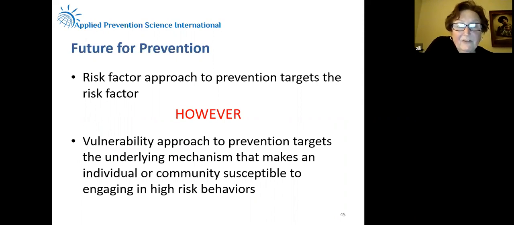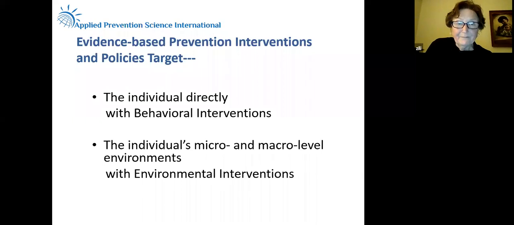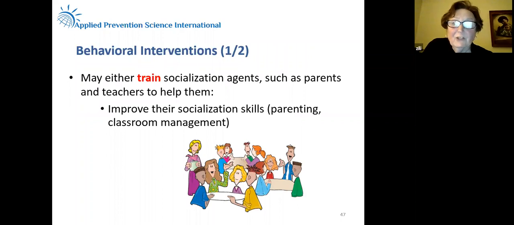However, I think the vulnerability approach to prevention really addresses the kind of intervention, or selection of intervention, that addresses the actual underlying mechanisms that are associated with these behaviors that we're concerned about. So evidence-based prevention interventions and policies target the individual directly with behavioral interventions, and also directly and indirectly address them through targeting their micro and macro level environments, and those are called environmental interventions. So what do we do in our interventions?